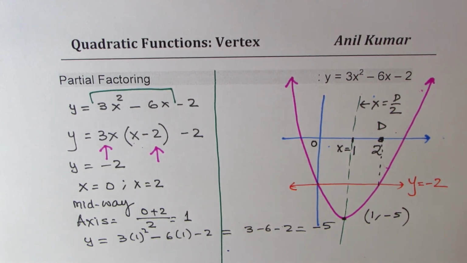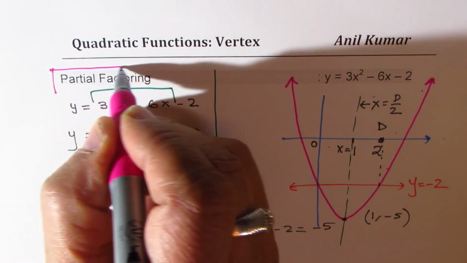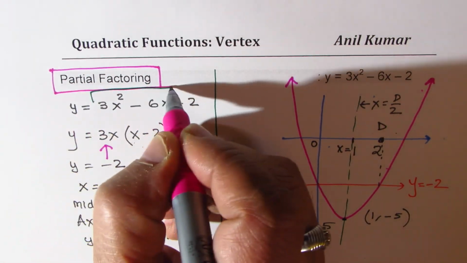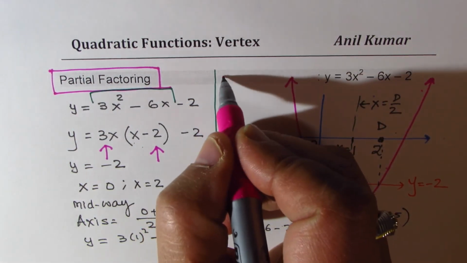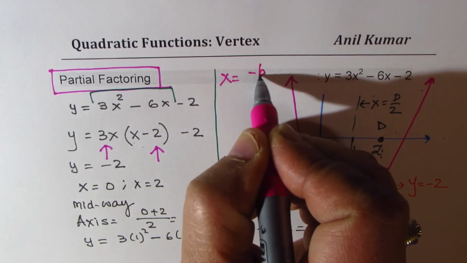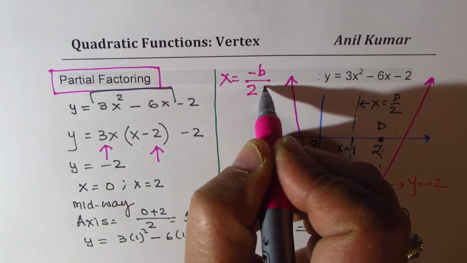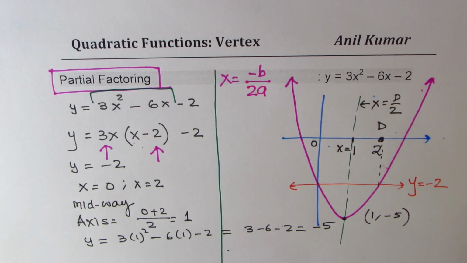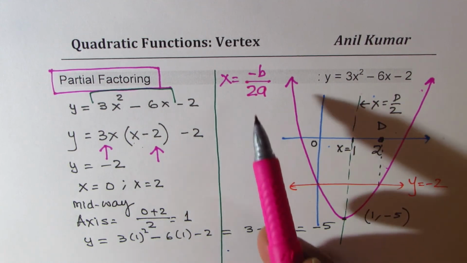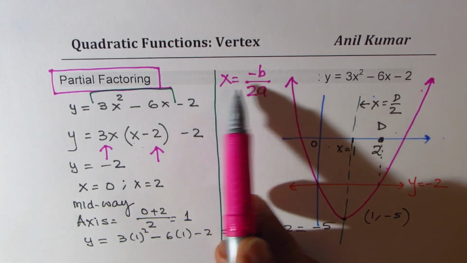So what we learned here are 4 different ways of finding the vertex for a given quadratic equation. The best way, I will say, is partial factoring as shown here, and of course you could always say that x equals minus b by 2a. That is directly from the formula, which can be applied to get the x value.